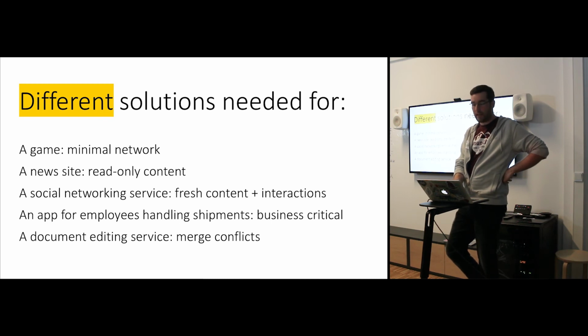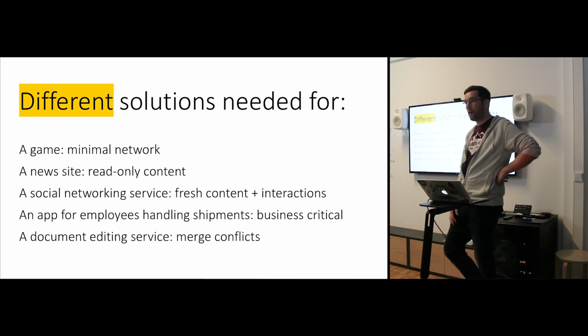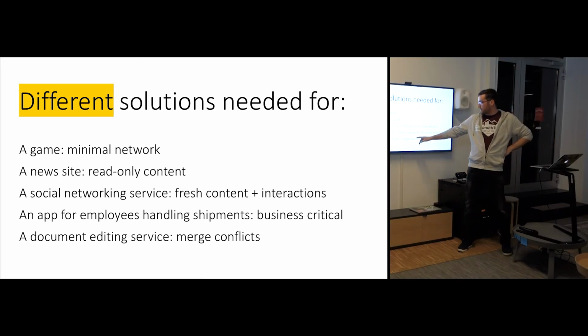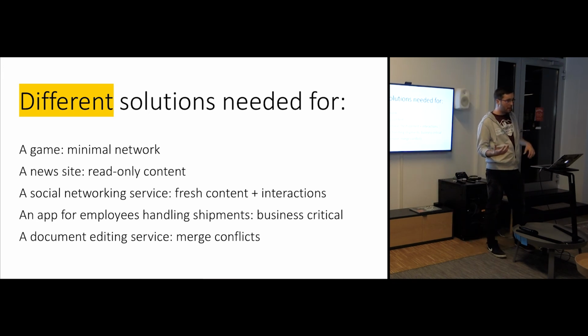A social network has, again, very different needs, right? You have a lot of interactions, a lot of, again, commenting and editing your existing content and uploading new stuff. And I guess this is the domain we're kind of in, where this is a business app we were developing, where employees are not handling shipments but doing something else. It's a mission critical app where there's not a lot of conflicts, but it must always work offline. So it doesn't matter if you don't have internet, you should have access to your data.